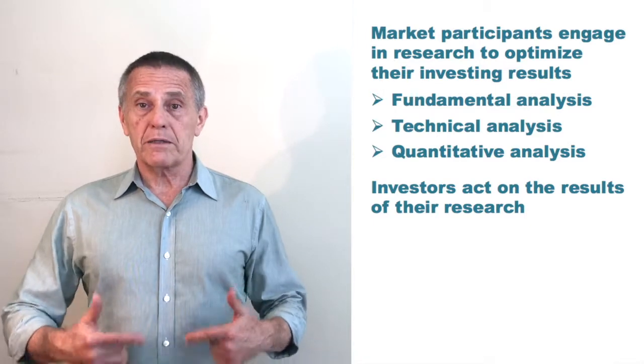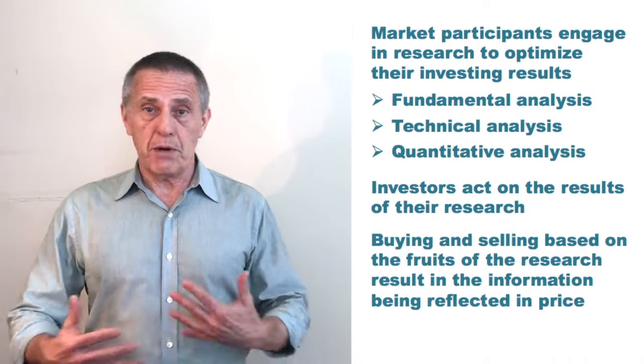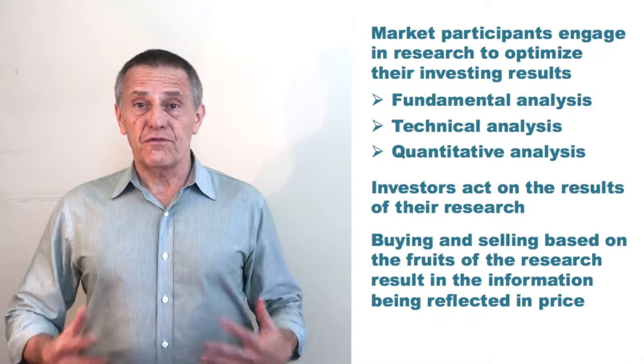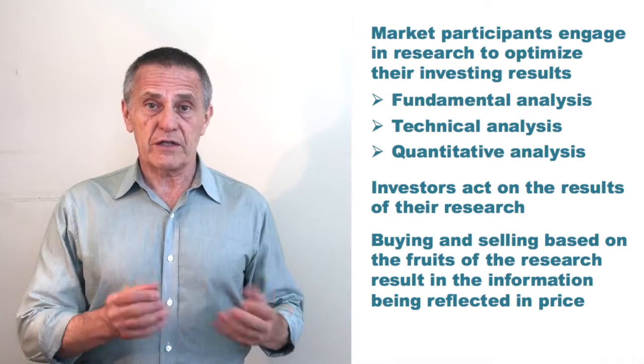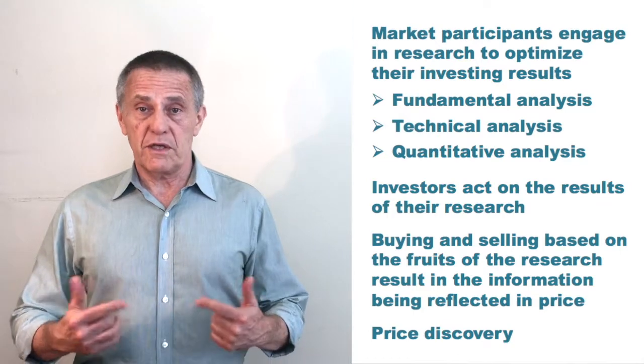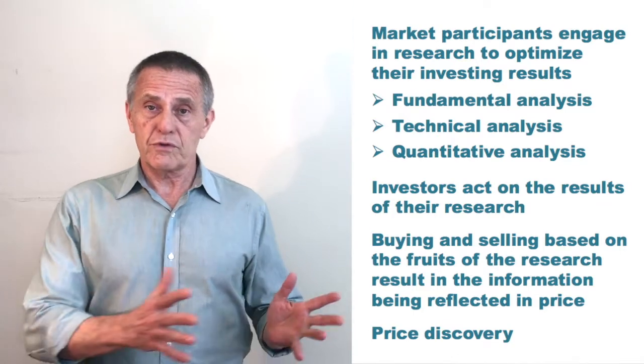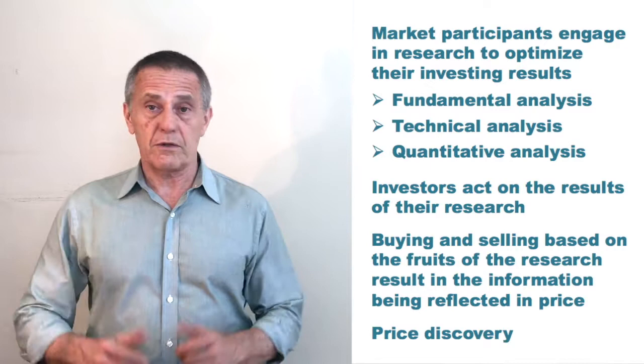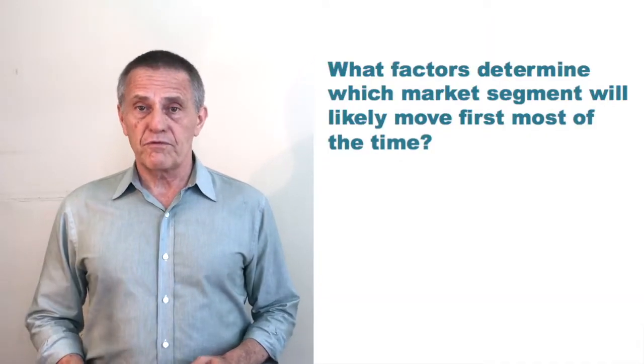And as markets respond to those buying and selling activities, the fruits of their research get reflected in price discovery. So all markets engage in price discovery, whether it's a derivative market or a securities market or a commodity market. So why might a derivative market move first?